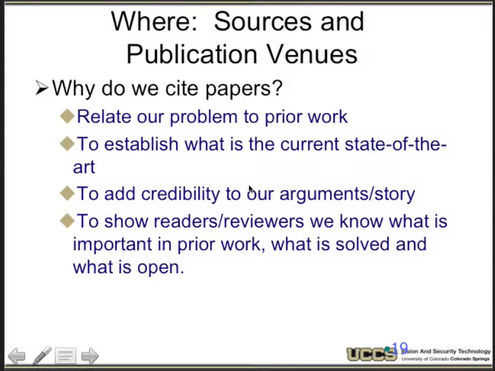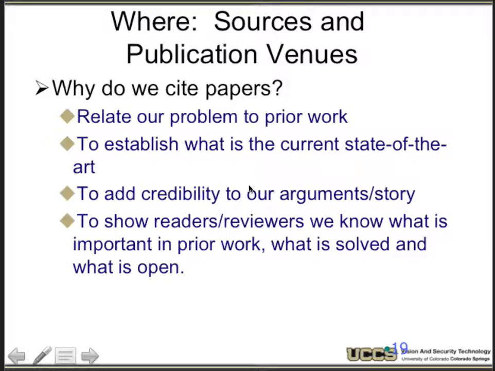Well, one is that we want to relate our own problem to prior work. And in doing that, the quality of that prior work might be important, but really any prior work is valid when we're just trying to relate our problem to prior work. If we want to establish what is the current state of the art, then it's really important that what we're citing is the state of the art. So you have to know how to find that and make sure you're finding it.